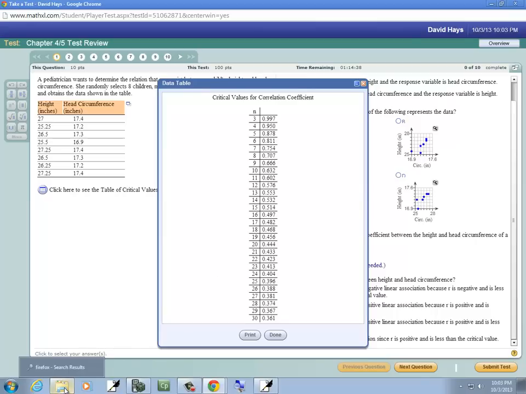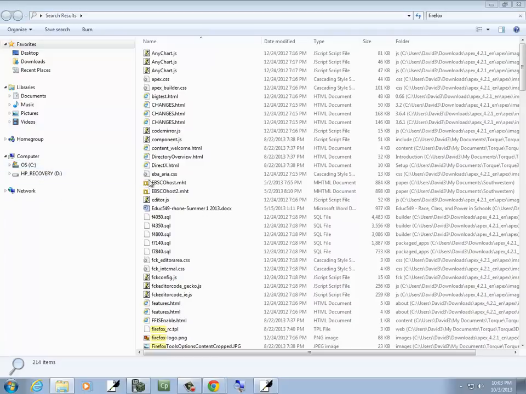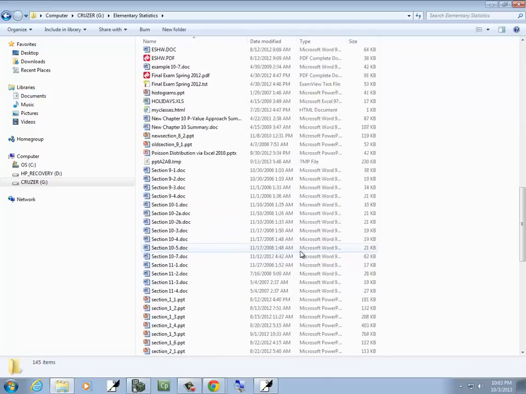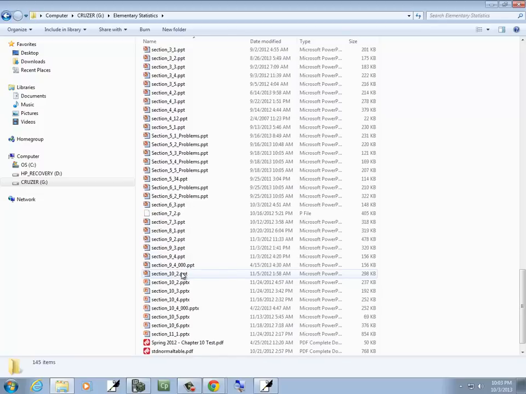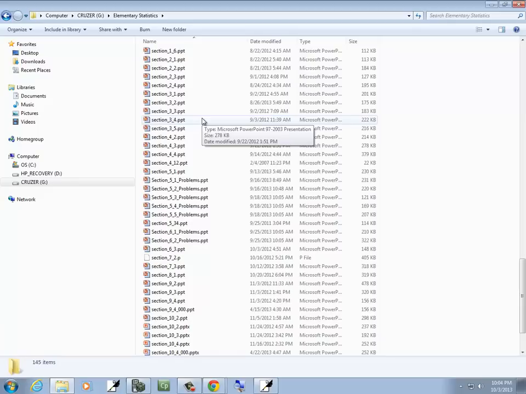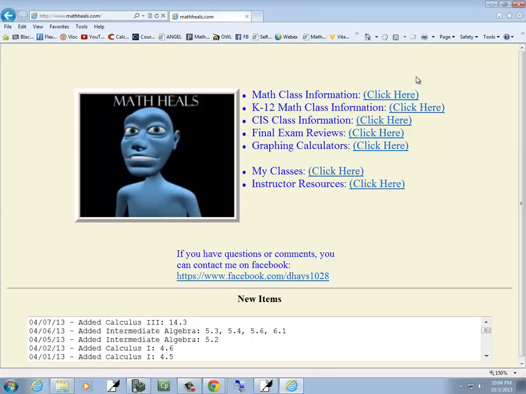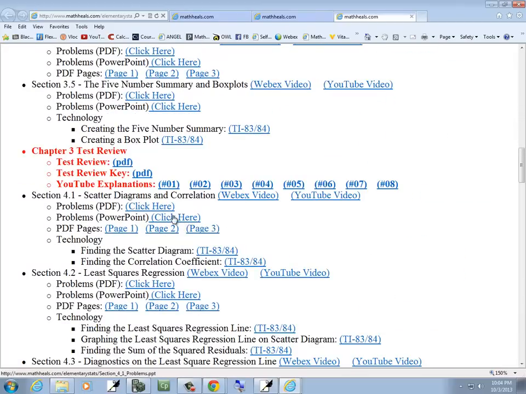Now, let me bring up my PowerPoint for this so you can see. Eventually it'll come up. There it goes. Okay, so I'm going to go into elementary statistics, and I hope I don't have a bunch of troubles here because my flash drive died, and I don't see section 4.1. I don't think it's in 4.2. Well, let me download it again. Okay, I'm going to Math Heals, Math Class Information, Elementary Statistics. And I go to 4.1 and we're at the PowerPoint.